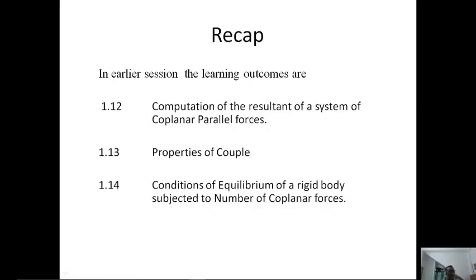In the earlier session we had learned about the computation of the resultant of a system of coplanar parallel forces and properties of couple, and conditions of equilibrium of a rigid body subjected to a number of coplanar forces.